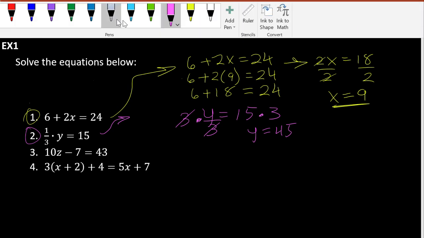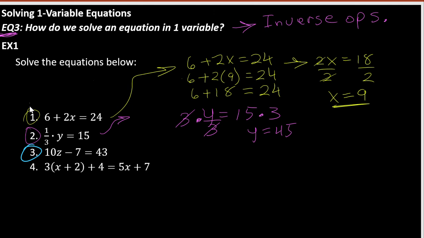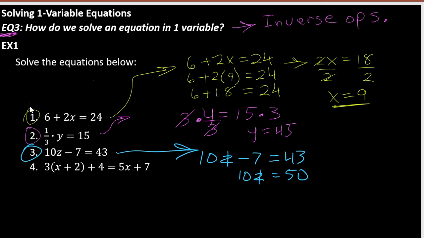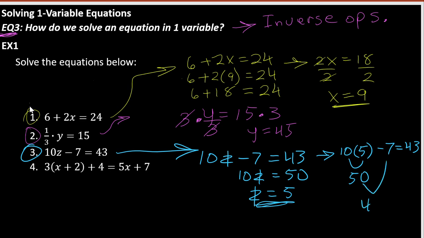Okay. 2 more. 10z minus 7 equals 43. Add 7 to both sides. Divide by 10 on both sides, and z is simply 5. And if I plug in for what z is, so instead if I have 10 times z minus 7 equals 43, right? We know this is going to work. 10 times 5 is 50, minus 7, 43. Just like we should get.